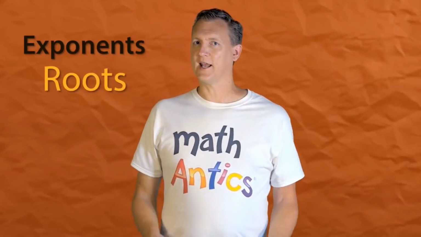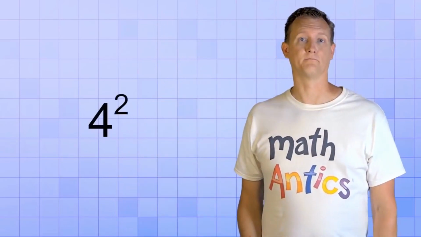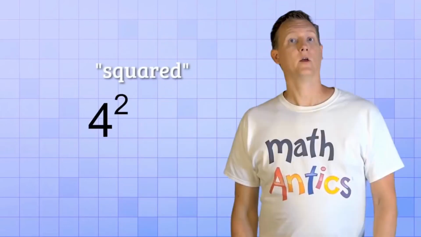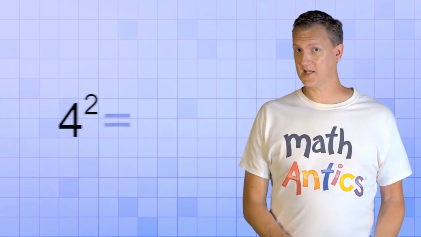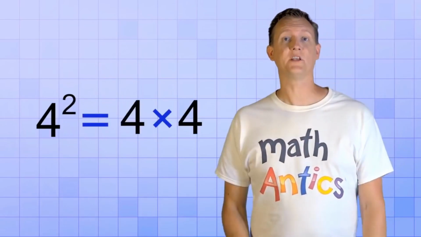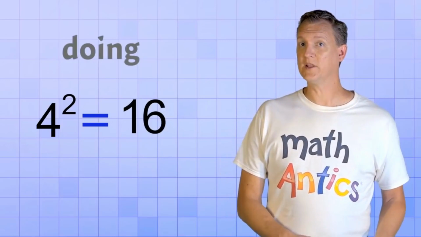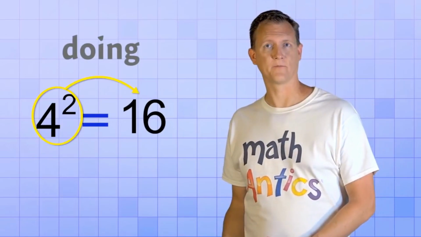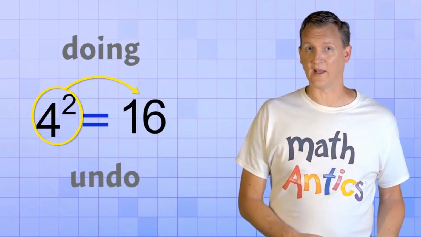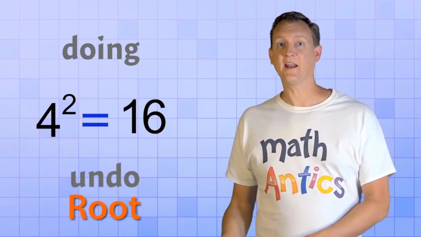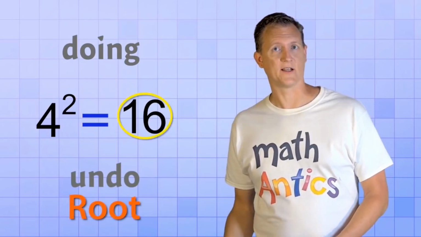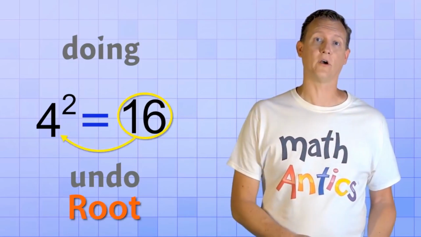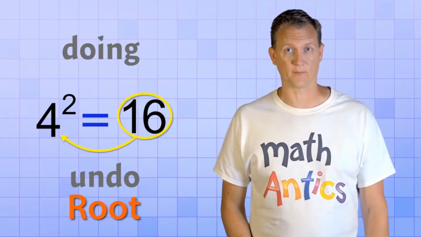To see how roots and exponents work together to undo each other, let's look at the simple exponent 4 to the second power, or 4 squared. Previously, we learned that this is the same as 4 times 4, which equals 16. Doing this exponent meant going from 4 squared to 16. So now if we want to undo that with the root operation, that involves starting out with 16 and then somehow getting back to the 4, which is being raised to the second power.